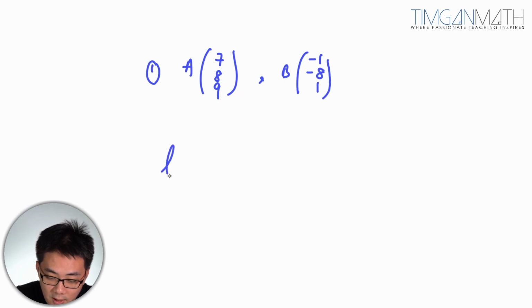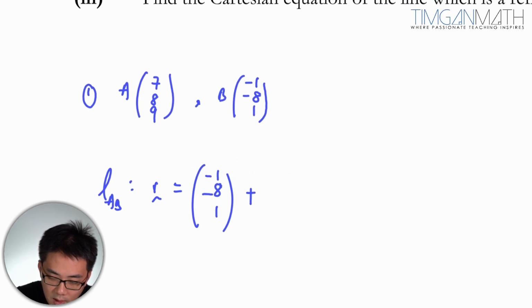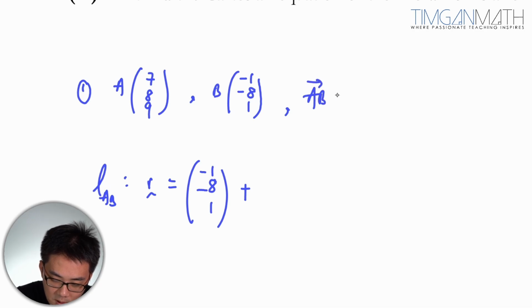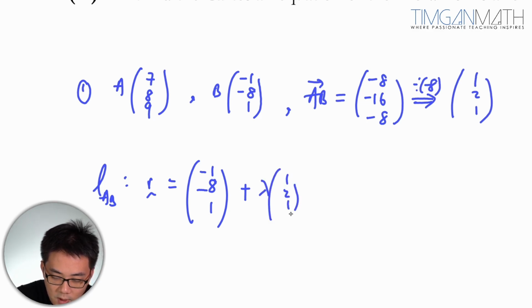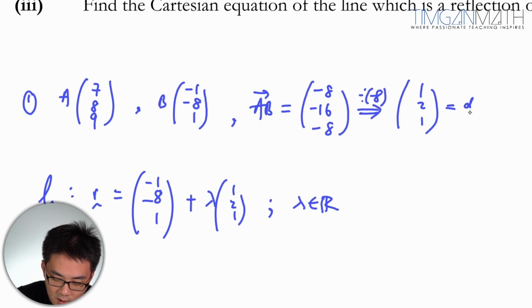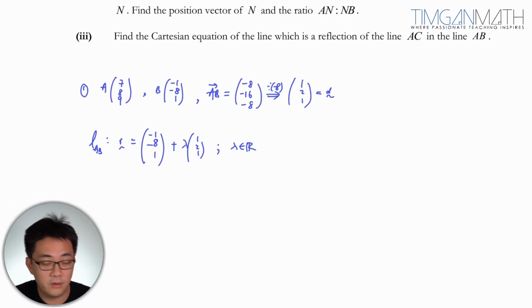So the line equation, line AB, will be r equals to any point on the line. I'll just use OB, and I just need to find AB. A to B will just be (-8, -16, -8). I could just divide this whole thing by -8, and this will give us (1, 2, 1). So this will be lambda (1, 2, 1). The direction vector could be simplified. This is the direction vector. So that's how you do the first part.